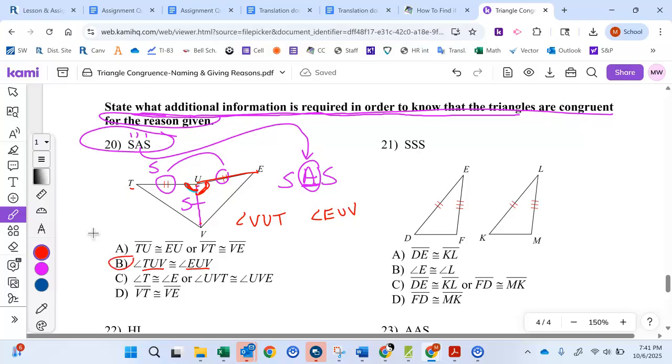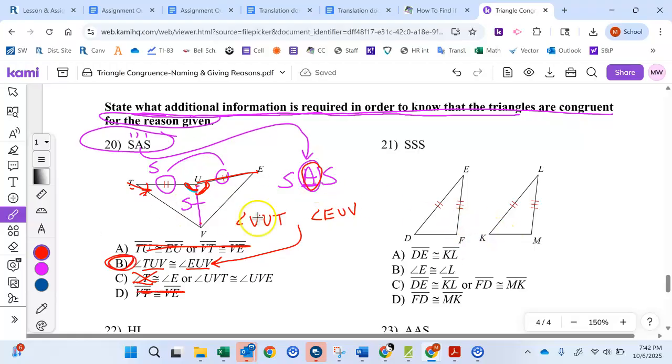Okay, so that looks basically like what B is saying. Are there any others that have that? Well, we don't need sides, so not anything with a side. We need an angle, right? We need an angle. Let's see, this one says angle T, but no, we don't need that one, so that's out. VT, these are sides, so that's why it's answer B.